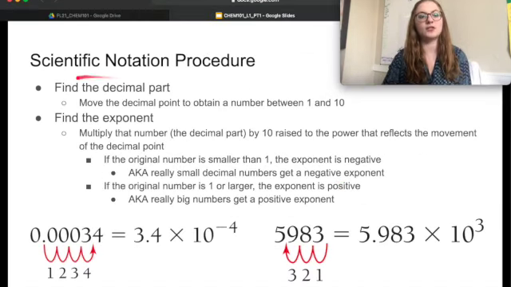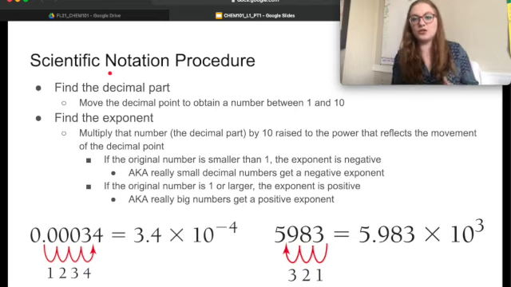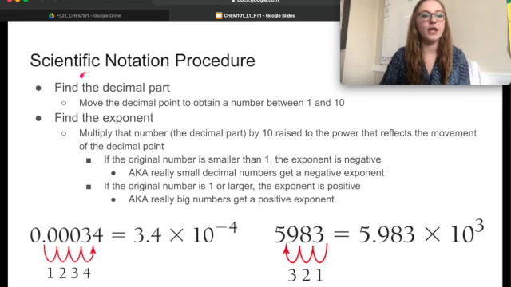Okay, so let's talk a little bit about what we're doing when we're trying to actually put a number into scientific notation. What we want to do is find the decimal part, then find the exponent part. The first thing you do is move the decimal point so that you have a number between 1 and 10. So we've got two different example numbers down here.